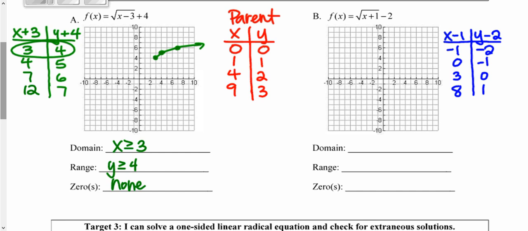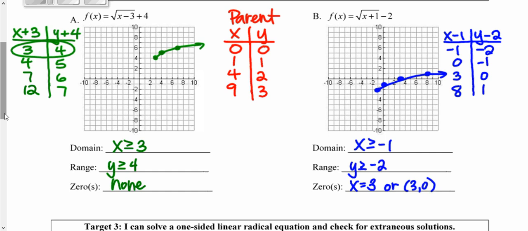And I'm going to plot these points. So starting with -1, -2, 0, -1, 3, 0, and 8, 1. And creating that same pattern to the look of the graph. The domain starts at the x value of -1, so x is greater than or equal to -1. It starts at the y value of -2, so y is greater than or equal to -2. 3, 0 is going to be the point where it crosses the x-axis, so you can write x equals 3, or if you want to write the point 3, 0, that works as well.